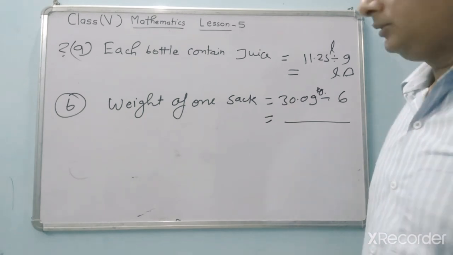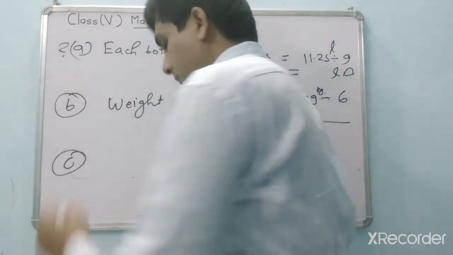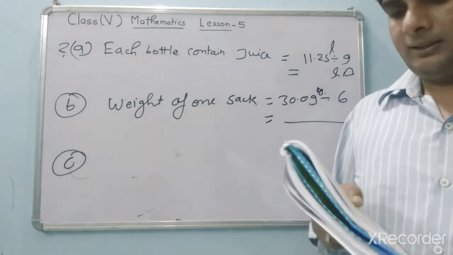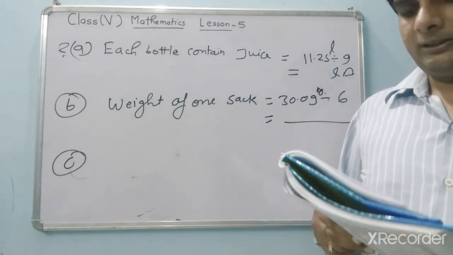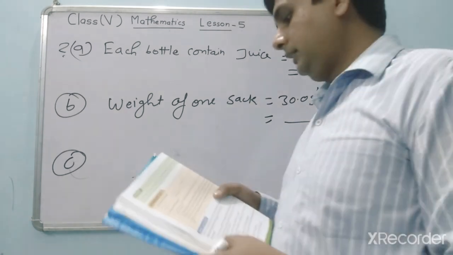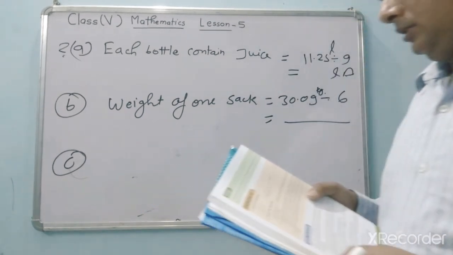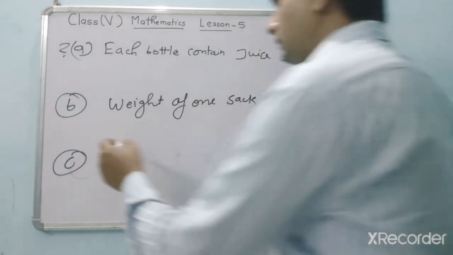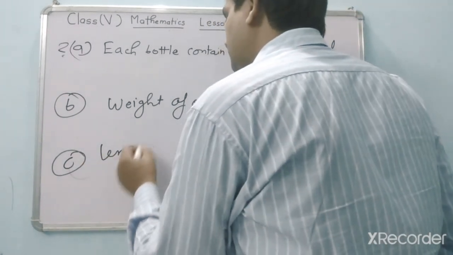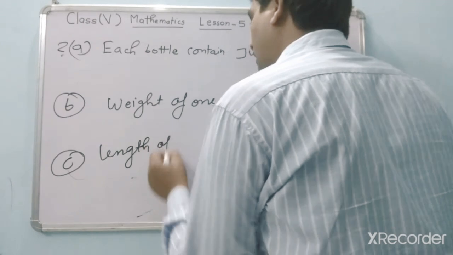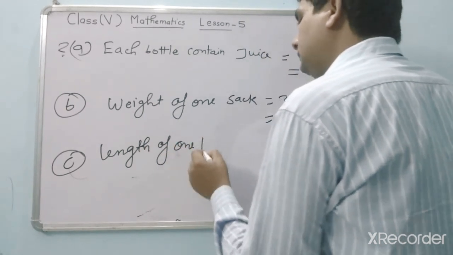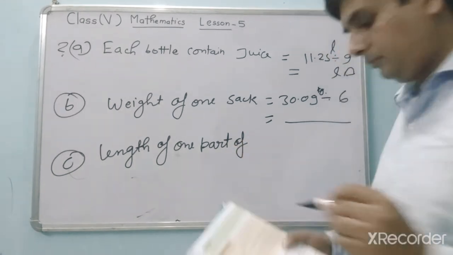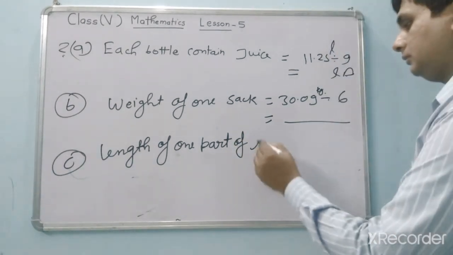Clear? Now question number C. What is the question? What will be the length of one part? A ribbon 12 cm cut into 5 equal parts. So write length of one part of ribbon. Length of one part of what? Ribbon.